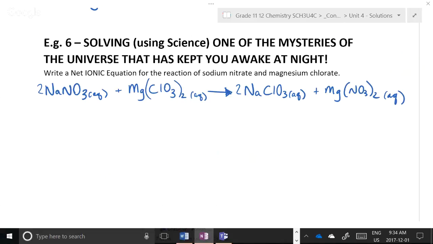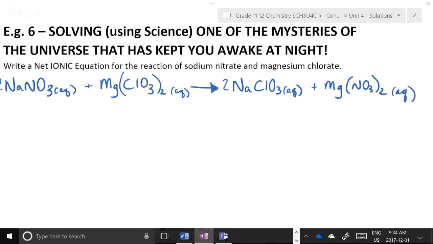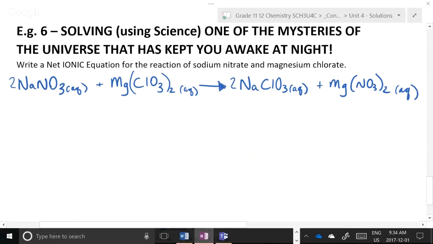Did you use nitride? No. Instead of using chloride, I used nitrate. Okay. Well, you'd have nitrates reacting with nitrates, which is its own kind of weirdness. Yeah, that's true, but now we're going to learn why.